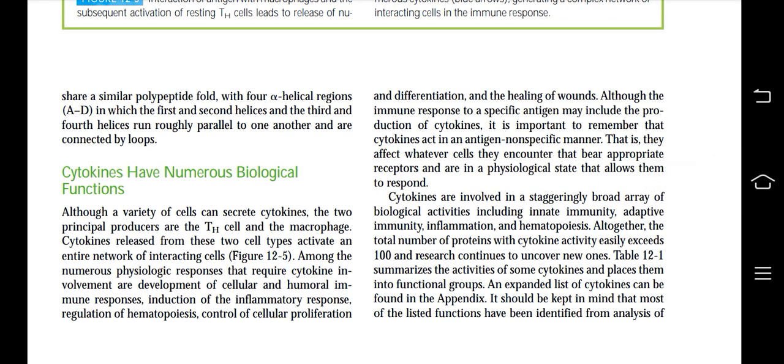Although the immune response to a specific antigen may include the production of cytokines, it is important to remember that cytokines act in an antigen non-specific manner. That is, they affect whatever cell they encounter that bears appropriate receptors and is in a physiological state that allows them to respond.